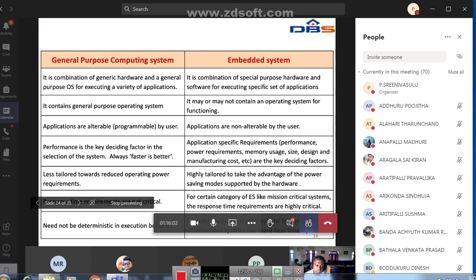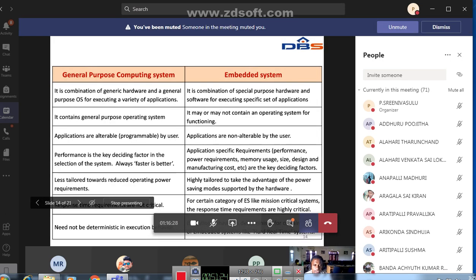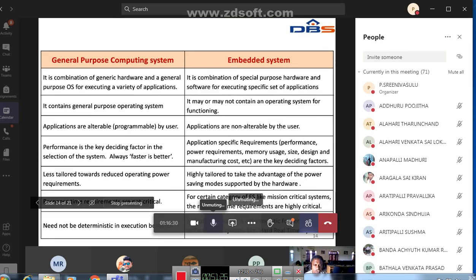But in embedded systems, it must be very much deterministic. If you close a particular application, it has to be closed, otherwise you may have devastating situations. So it must be deterministic. The behavior of the embedded system which you design must be deterministic, and it must be a hard real time system.